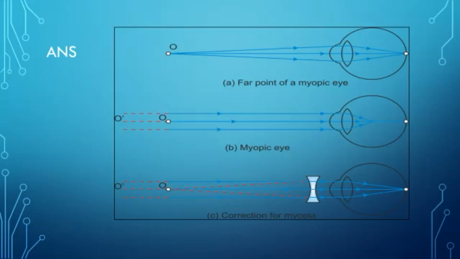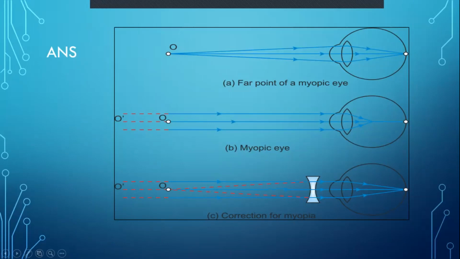See here what is shown. The object is at some distance and the image is formed on the retina. Now see here, an object is at infinite distance, and the image is formed here in front of the retina, not on the retina. But in the third one, a concave lens is used, and after using this concave lens, when the object is kept at infinite distance, the image is now exactly formed on the retina.